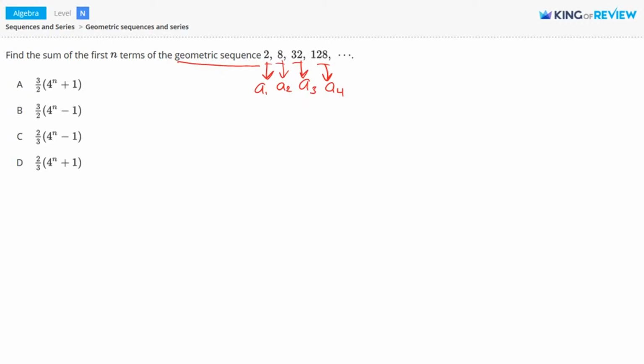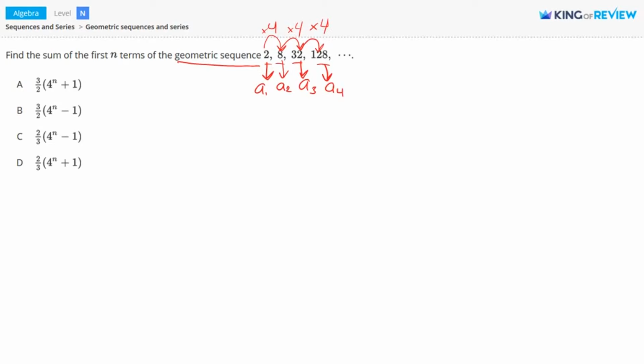So how do you get from 2 to 8? Well, you multiply by 4. And how do you get from 8 to 32? You multiply by 4. You can see a pattern here. In order to get to the next term, you must multiply by 4. To get from 32 to 128, you multiply by 4. So 4 is the common ratio.